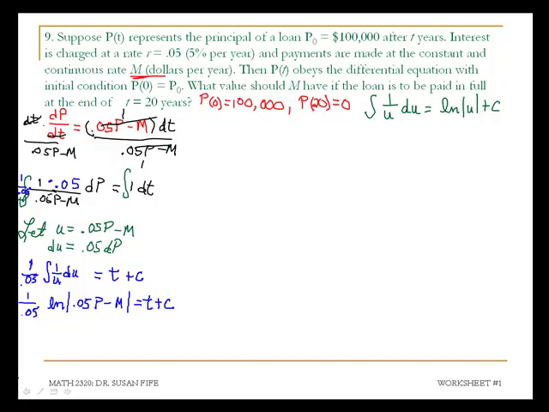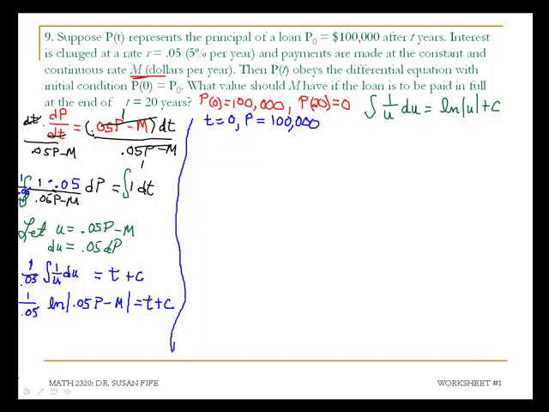Okay, so let's start by solving for c. I'm going to use the fact that P(0) is 100,000. P(0) is 100,000 says that when t is 0, P is 100,000. And I'm going to draw a line here to separate what I've done already.